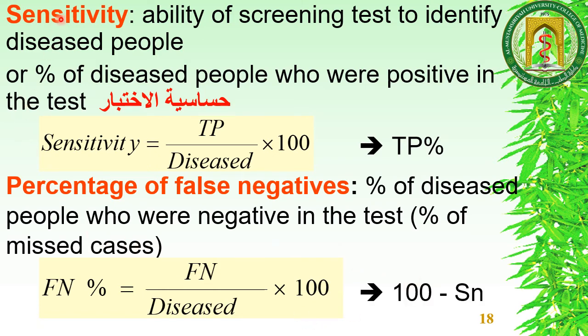If we add sensitivity to false negative percent, the result is 100. So if we have any one, we can subtract it from 100 to get the other.